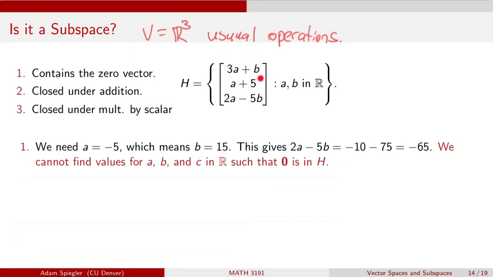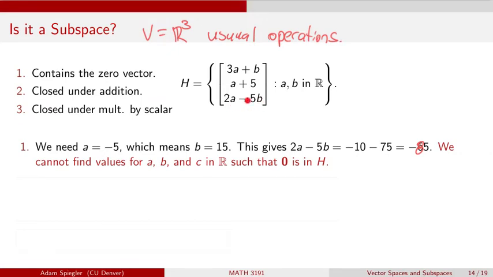which is 0. Our second coordinate is 0, but plugging these values in for the third coordinate gives us -10, -75. My arithmetic here should tell us that this is not -65, that is -85, which is not equal to 0. So if I pick values for A and B that make the first two coordinates 0, I'm going to get a non-zero entry in the third coordinate.